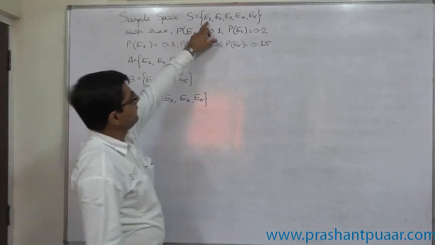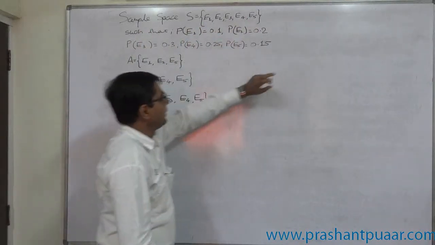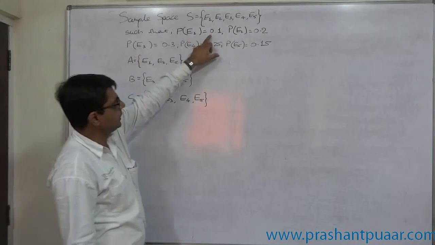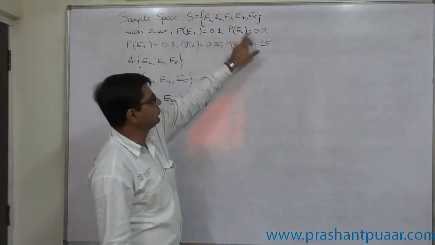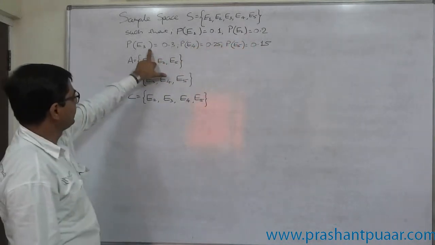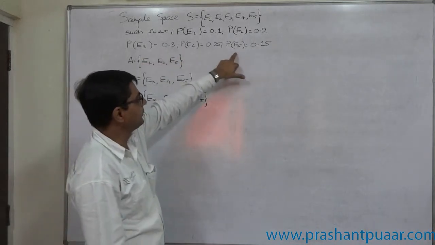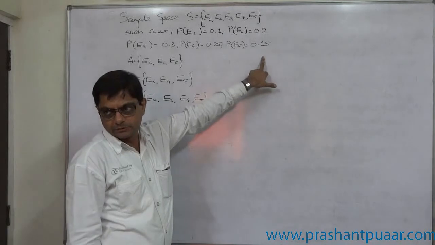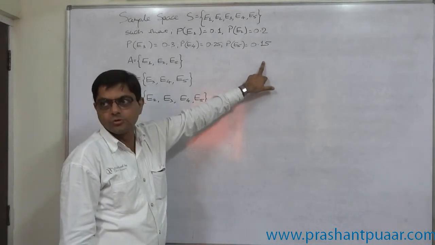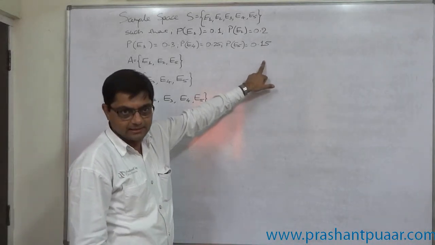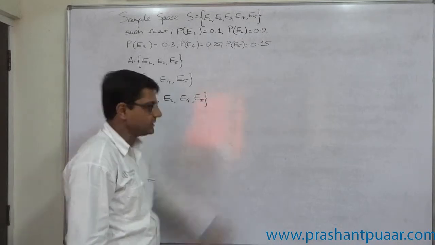Space is made up of E1, E2, E3, E4, E5, and the probability of E1 is 0.1, probability of E2 0.2, probability of E3 0.3, probability of E4 0.25, probability of E5 0.15. The summation is 1 because no other E6 or any other case is possible. So these are the exhaustive cases.